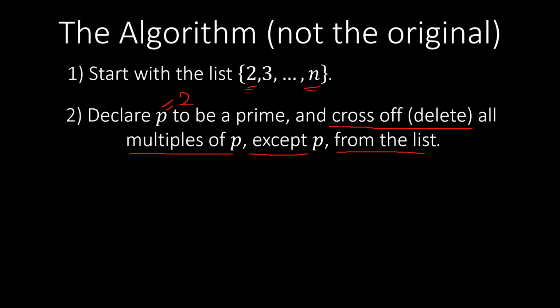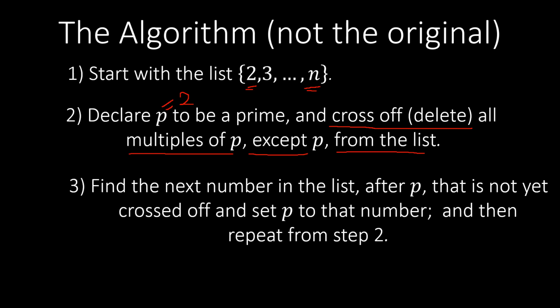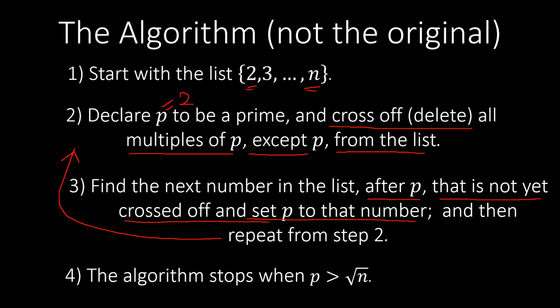I will give you an animation on how this works. Now, find the next number in the list after p that is not yet crossed off, set that as the new p, and then repeat. So you go back and repeat this step 2. You stop this cycle whenever your number p is bigger than the square root of n, and I will explain why that is.